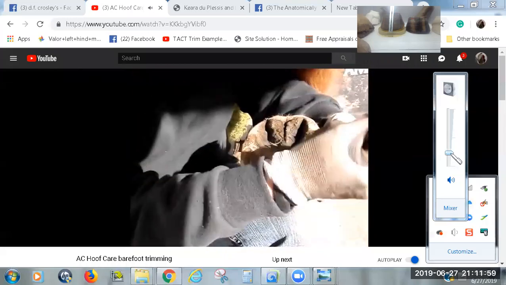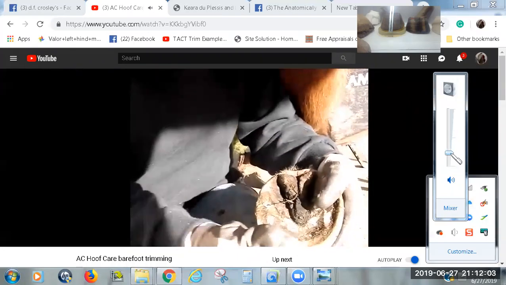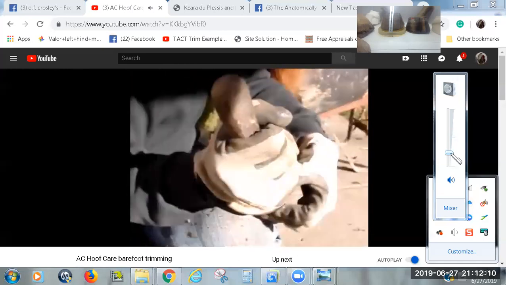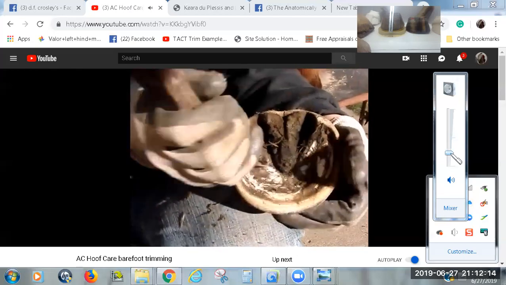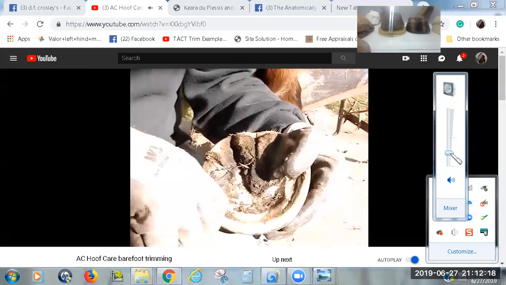We're going to clean up some of this excess stuff with what's called a hoof knife. And we can see here the amount of growth that's gone on. And I think she's between 6 and 8 weeks since her last trim.